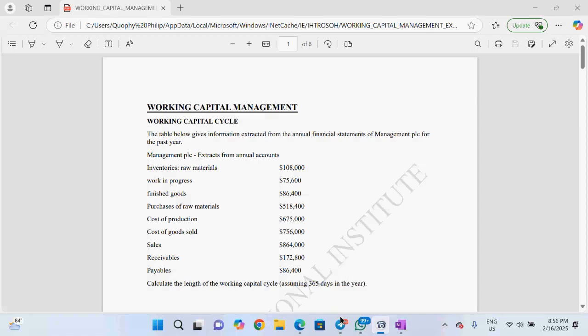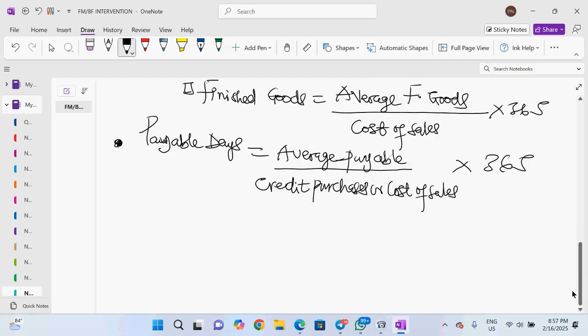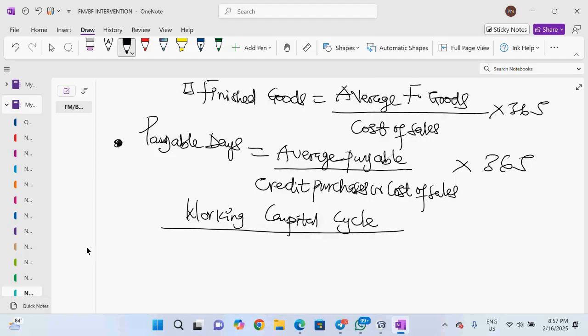Okay, so calculate the length of the working capital cycle, assuming 365 days in a year. Some questions will say 360, so pay attention to that. But if the question is silent, you assume 365, of course. Okay, so now, the working capital cycle. What is the formula for the working capital cycle?